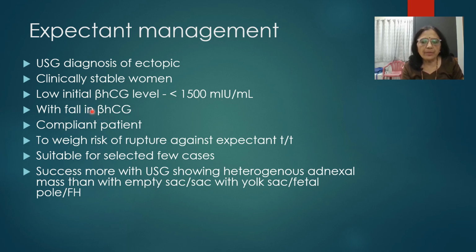Subsequent beta HCG checkups should show a satisfactory fall in beta HCG, where the fall is greater than 15%. The patient should be compliant. We need to weigh the risk of rupture against this expectant treatment, which needs to be explained to the patient, and consent has to be taken. So that is the reason it is suitable for a selected few cases.